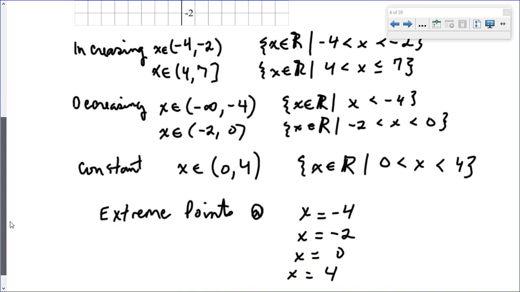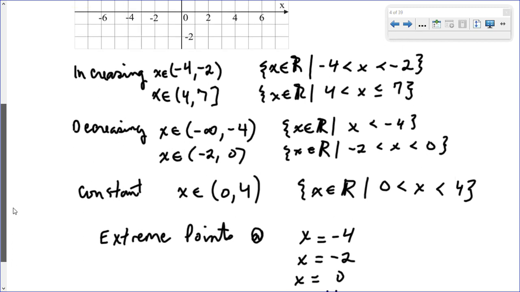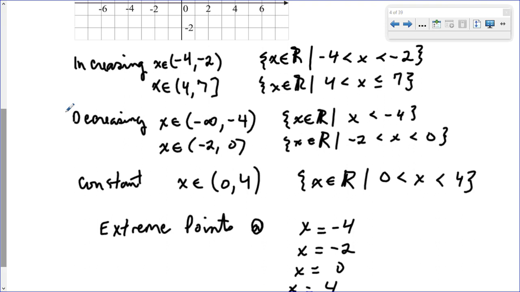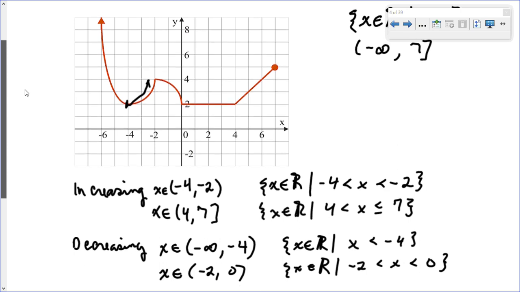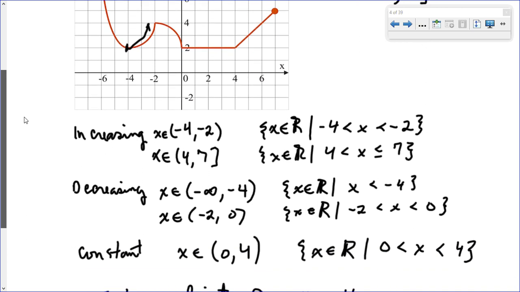That's expressed there, and then there's some extreme points. I didn't ask you necessarily to state these, but I did include them here. So my extreme points are at -4, right? That's a minimum. That looks like to me it's a global or a local minimum. There's another extreme, a local max at -2. There's another extreme at 0. That's another local or global minimum. And then again at 4.